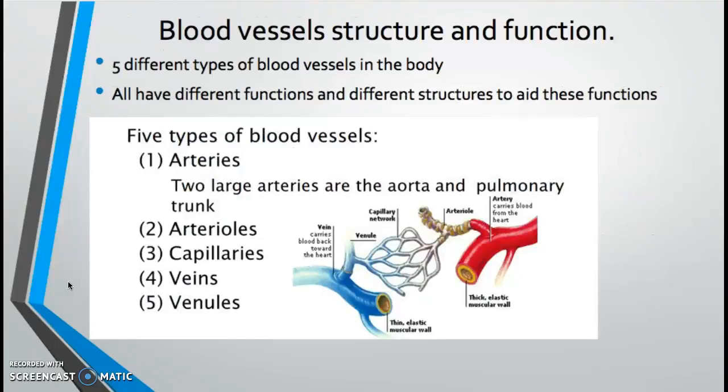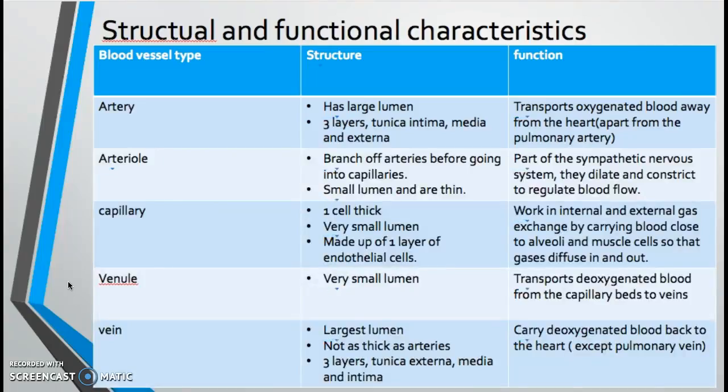Blood vessels, structure and function. There are 5 different types of blood vessels in the body, and they all have different structures to aid the functions. The 5 types of blood vessels are arteries, arterioles, capillaries, veins and venules, and they all have different roles.